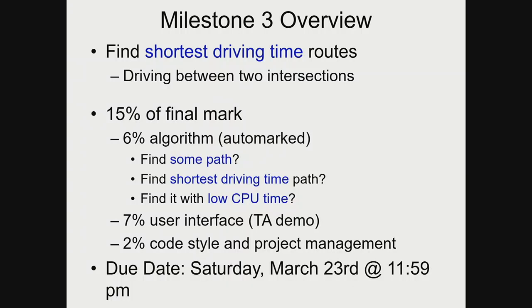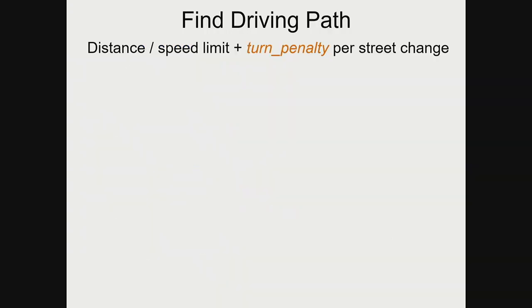So try to start early. This is a big milestone, and you will be able to divide it in parallel among the 3 team members. For the algorithmic portion, as we said, we're going to find the minimum travel time from one intersection to another. This travel time is calculated through a formula that you're going to implement in one of your functions for M3.